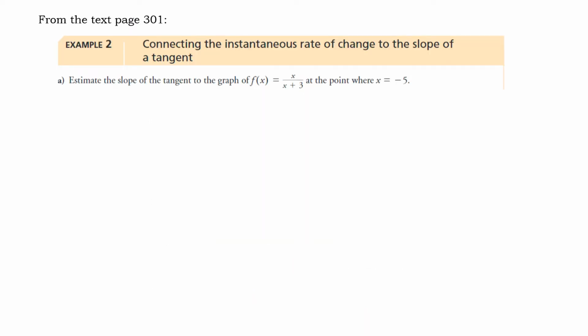In your textbook, I just copied out this example here. It's about connecting the instantaneous rate of change to the slope of a tangent. We talked about this before. So to estimate the slope of the tangent, we've got this graph here. We want to figure out what the slope of the tangent line is when x equals -5. Now we don't have to graph it to figure out what the graph would look like and then draw a tangent line. We don't want to do that. That's kind of our worst case scenario, drawing in a tangent line. We want to calculate it.